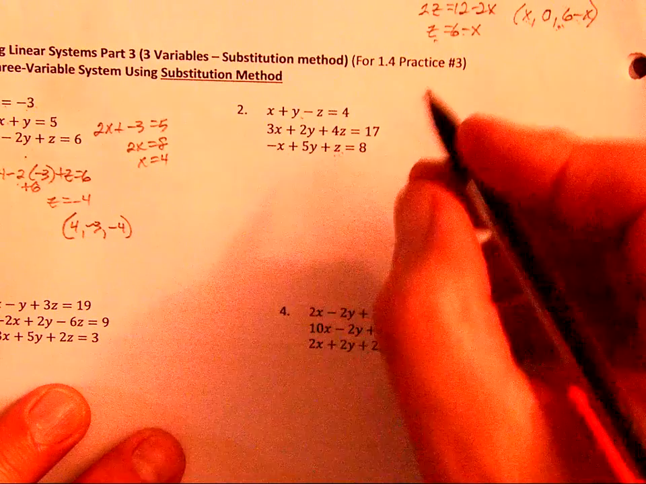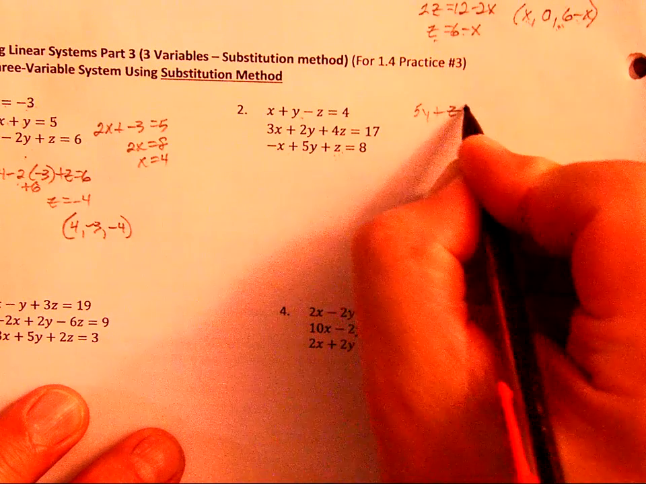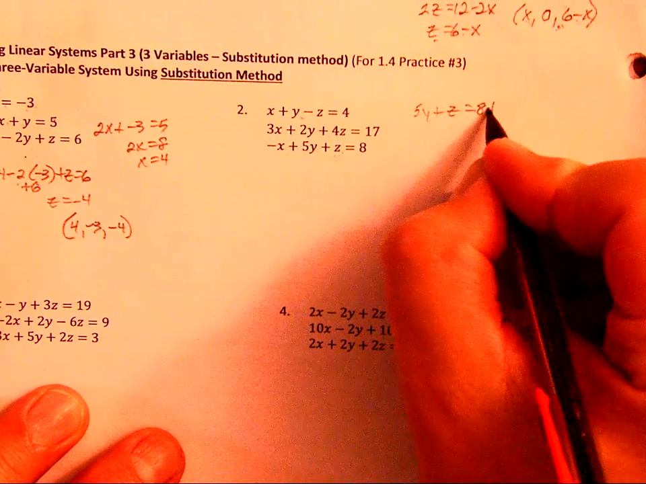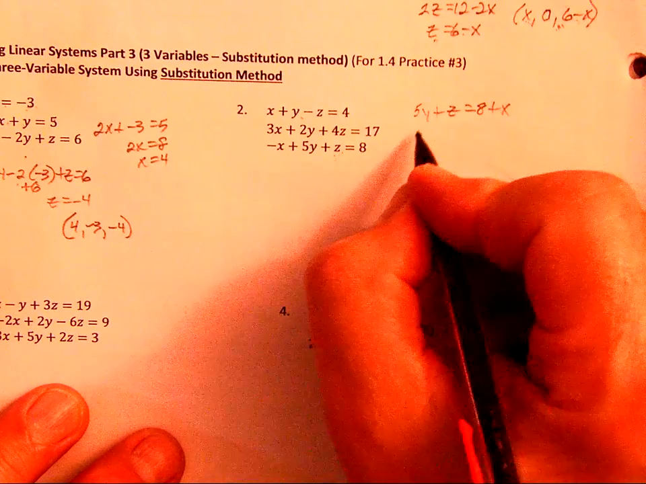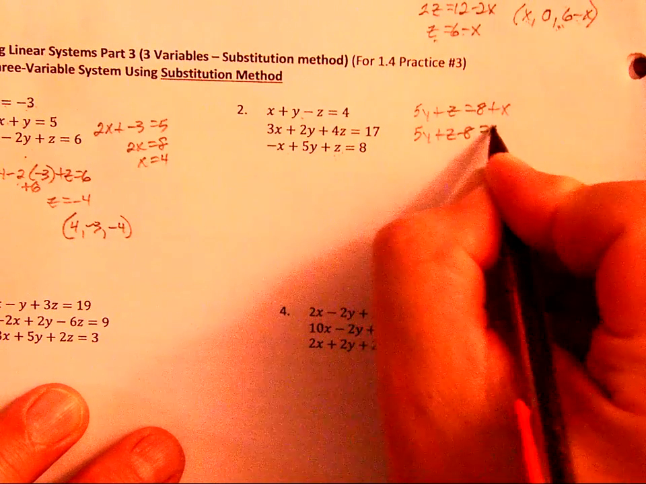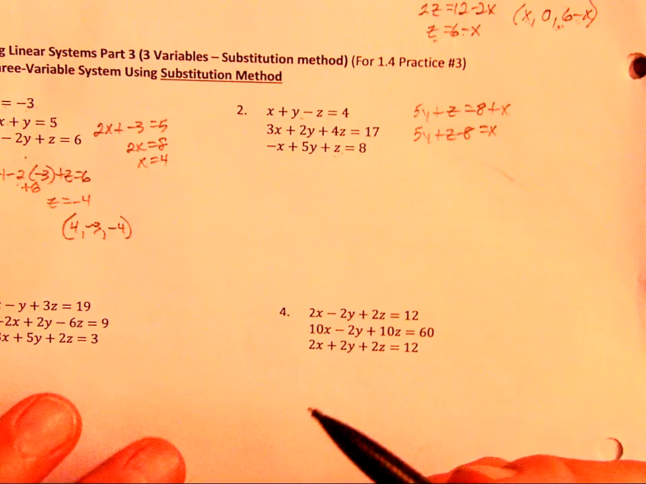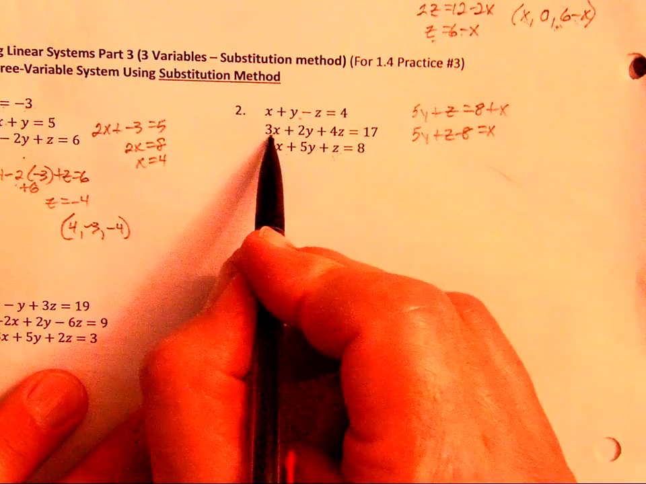And now, to me, first I'm going to move the x to the other side. So I have 5y plus z equals 8 plus x. Then I'm going to subtract 8. So 5y plus z minus 8 equals x. So I solved one of the equations for x. Now we're going to take that and plug it into each of the other two. This is where you have to be really careful. So I'm going to put x in here.